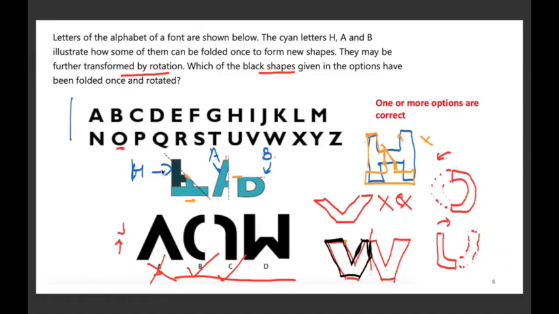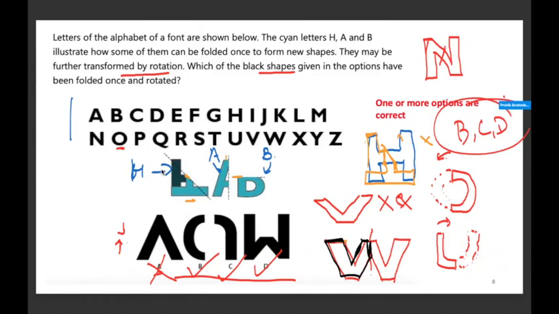With case of D, it is folded version. How we folded H, N को rotate, N को fold किया गया है along this axis and then rotated. So D is correct. So option B, C, and D all are correct here. All three are correct here. Okay, we'll move to the next one.